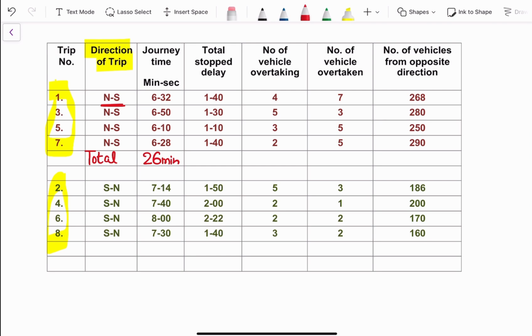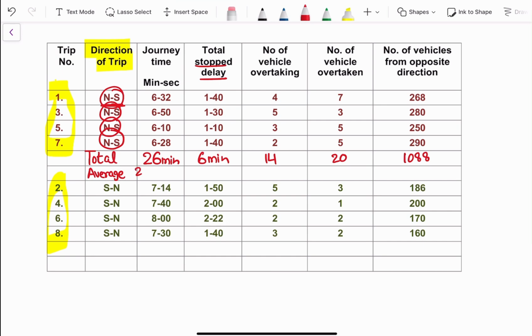In a similar fashion, the total stopped delay time will be, so I expect you to solve the question as we move along. Upon the addition, you will see that the total stopped delay time will be 6 minutes. The total number of vehicles overtaking the test vehicle will be 14. Then the total number of vehicles overtaken by the test vehicle will be 20. And likewise, the number of vehicles traveling in the opposite direction will be 1088. After this, we are going to find the average value. For the average value, we have 4 data points: 1, 2, 3, and 4.